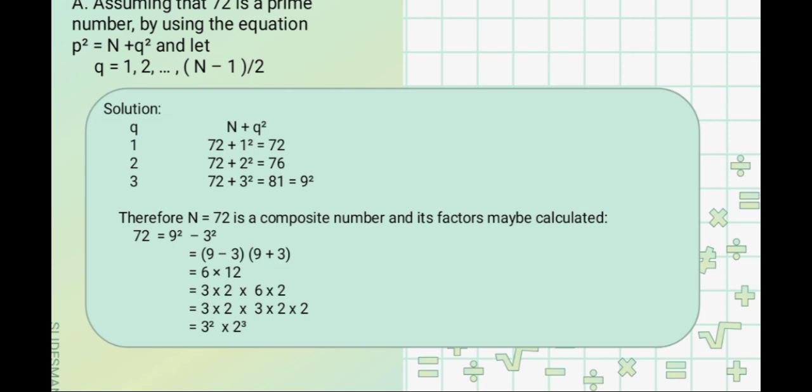Okay? So, all we have to do na po dinhi is to count lang. I-count lang na nato kung pila ka buok 3 ang naa dinhi o pila ka buok 2. So, that's why naa tay 3 squared kay duha raman ka buok 3 dinhi times 2 cubed. Kay tulo ka buok 2 ang naa dinhi. So, 3 squared times 2 cubed is the factors of 72.